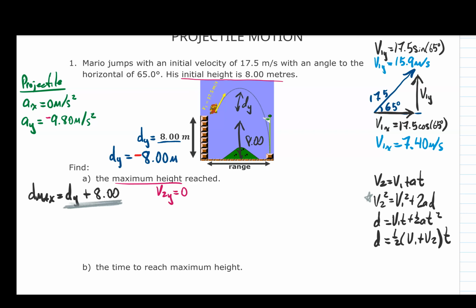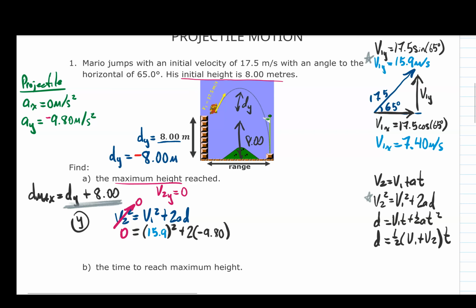V1, I know. A, I know. D is what I'm looking for. So when I write out this formula, V2 squared equals V1 squared plus 2AD. Well, for the reasons I just said, this becomes 0. All of this is in the y direction. It would be separate for the x direction. V1 in the y direction is over here on top. So that was 15.9. I square it, plus 2 times acceleration in the y direction, which is negative 9.80. That's from over here.